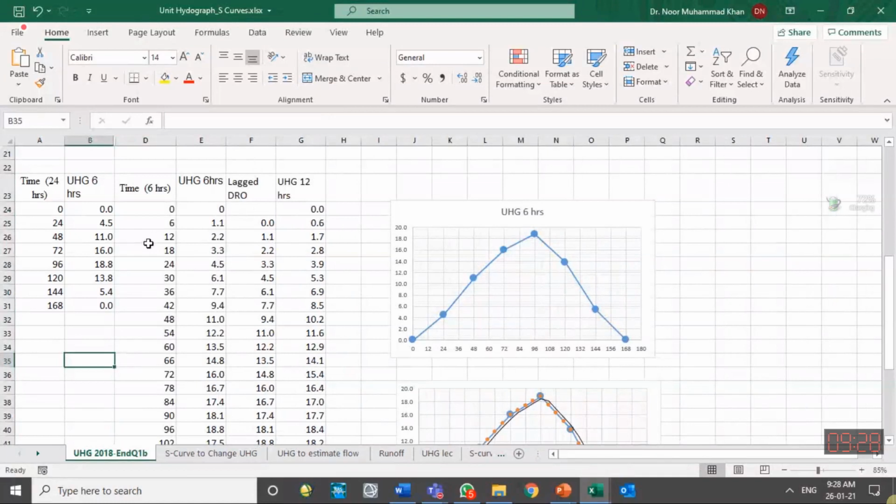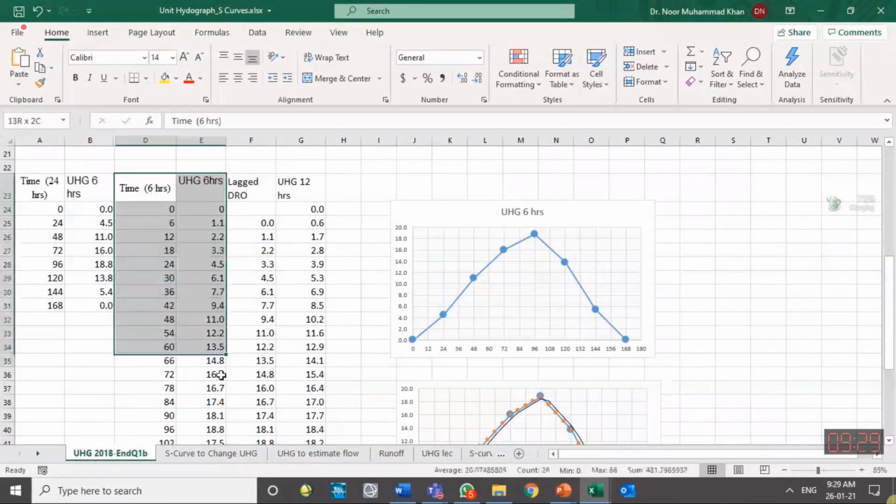So what is the method in the lagging method? If the time duration is different, say 24 hours, 48 hours, then by interpolating, draw it as a unit hydrograph with 6-hour steps. So for example, after 24 hours it is 4.5, whatever is given over here. But in between, we have filled the gap by linear interpolation. So 6 hours, 12 hours. Make a unit hydrograph with a time step of 6 hours.